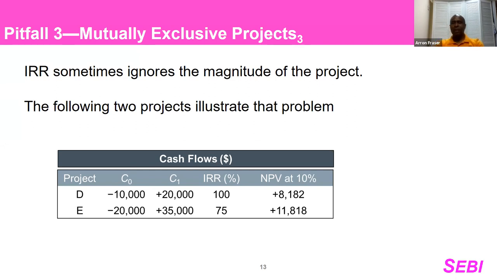But if you calculate the net present value at 10% for both projects, D will have a positive net present value of 8,182, and E would have a net present value of 11,818. If you had stopped at the internal rate of return metric in deciding whether to undertake a project, we'd have chosen D, because it has a higher internal rate of return. But if we go a step further and look at the superior net present value technique, you would recognize that despite Project E having a lower internal rate of return, the actual value that it adds to shareholders would be a lot greater than the value that D would add.